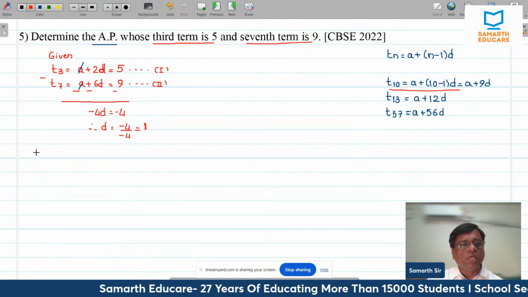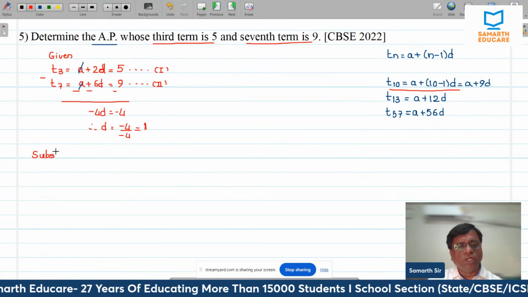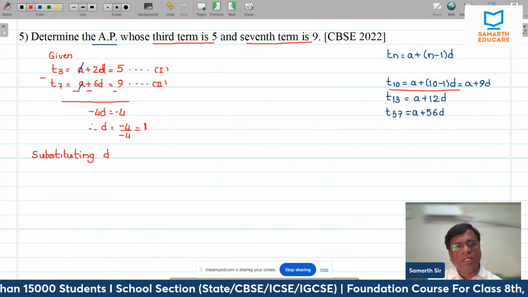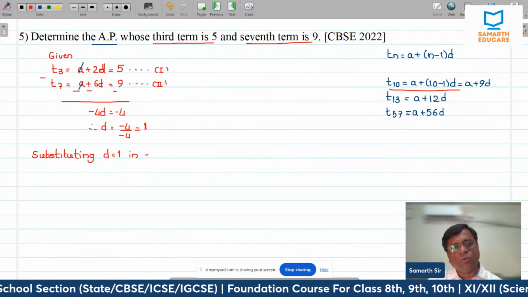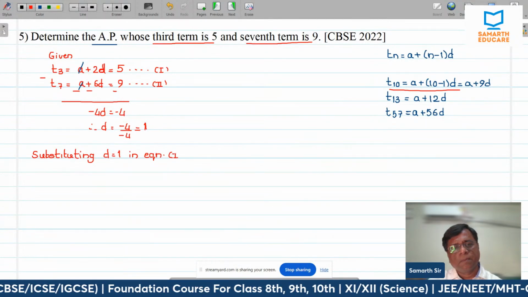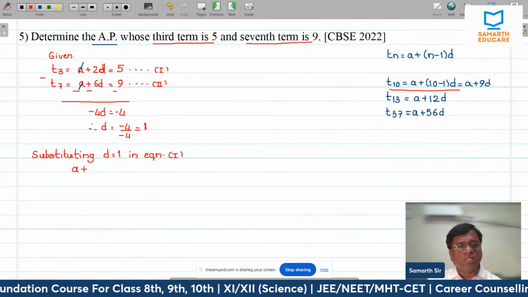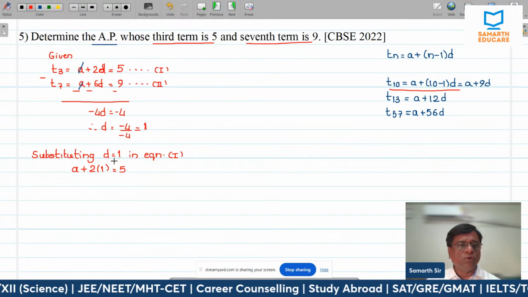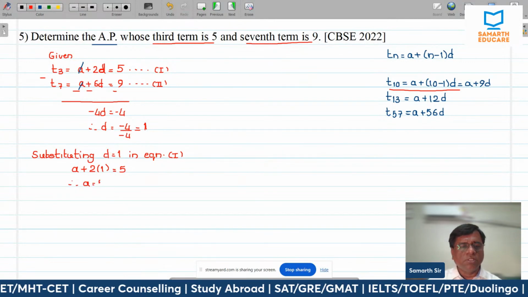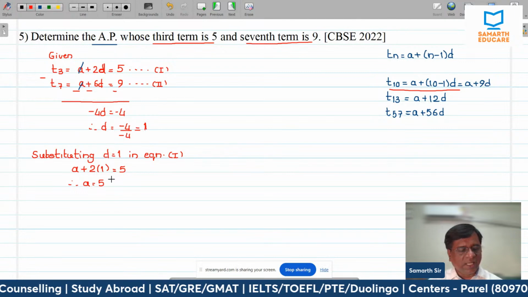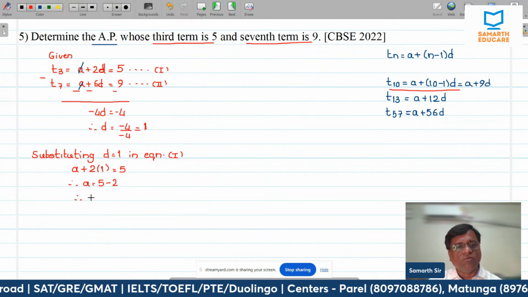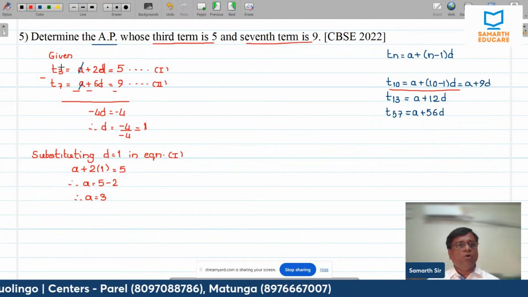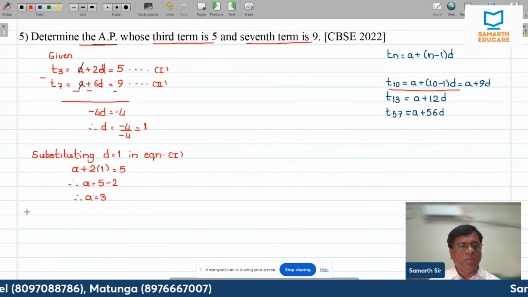Let me substitute in any equation, substituting d equal to 1 in equation 1. Okay, that means a plus 2, the value of d I have right now is 1, is equal to 5 if I substitute in equation number 1. So a becomes 5, and this 2 on the right hand side, if it goes, it becomes minus 2. Hence the value of a is 3, right? I got the value of a, I got the value of d. Now the question is basically to find the AP.